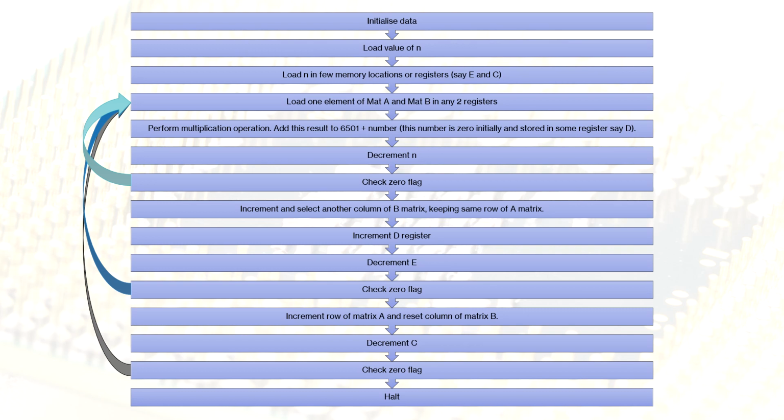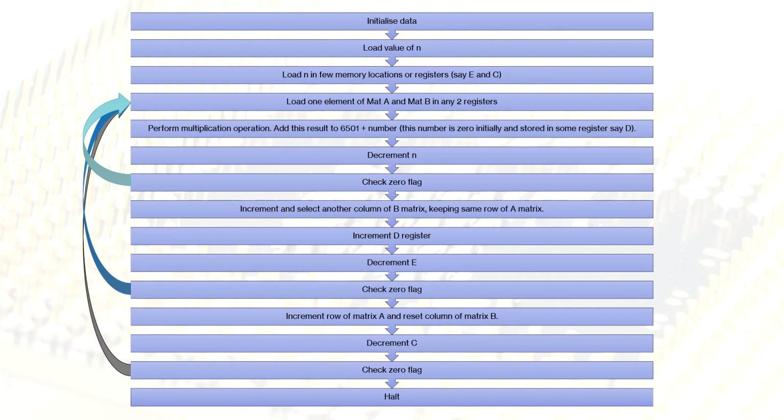6501, as you already know, is the location where you'll be storing the resultant matrix C. At 6501, what we'll be seeing is C11 plus A12 into B21 plus A13 into B31, and so on. So we are first multiplying A11 and B11 and adding that to 6501. Initially, assuming that at 6501 there was 0, to 6501 we are adding A11 B11. Then we'll decrement the value of n. We'll be going back and loading another element of matrices A and B, that is A12 and B21. We'll be multiplying them and adding this result back to 6501.